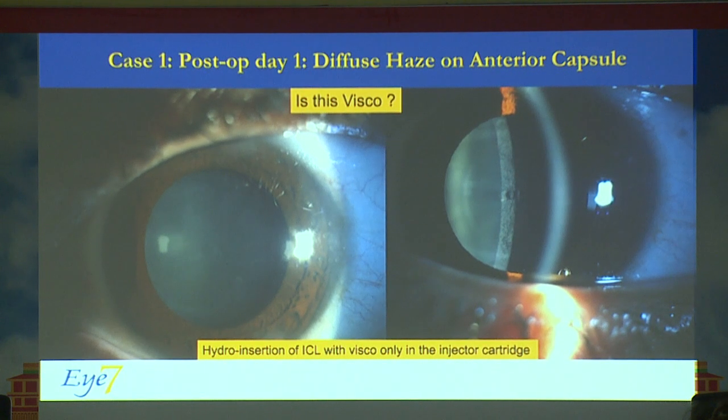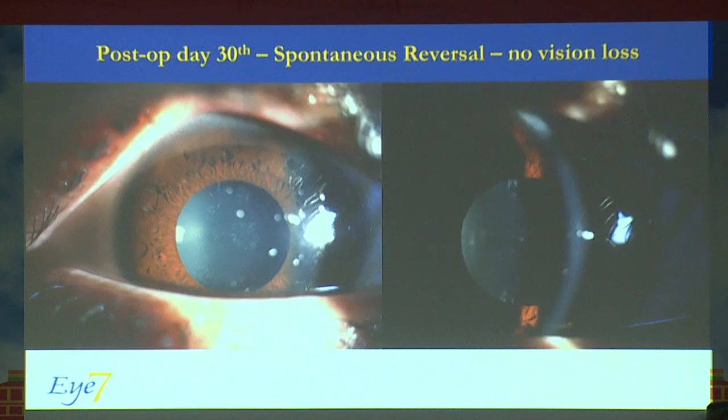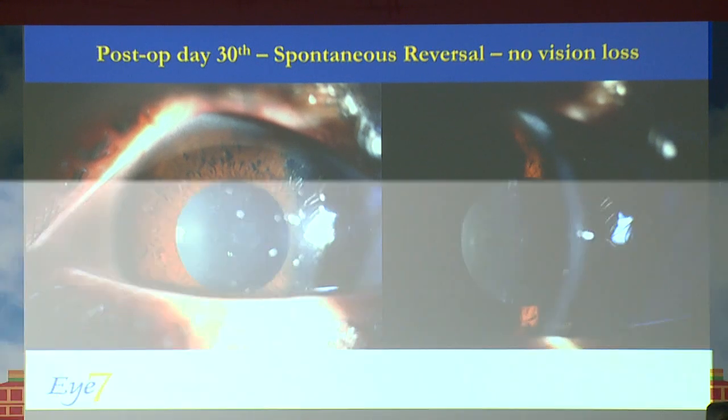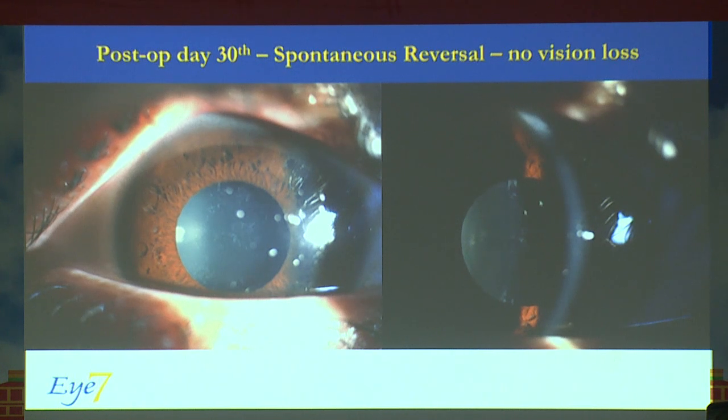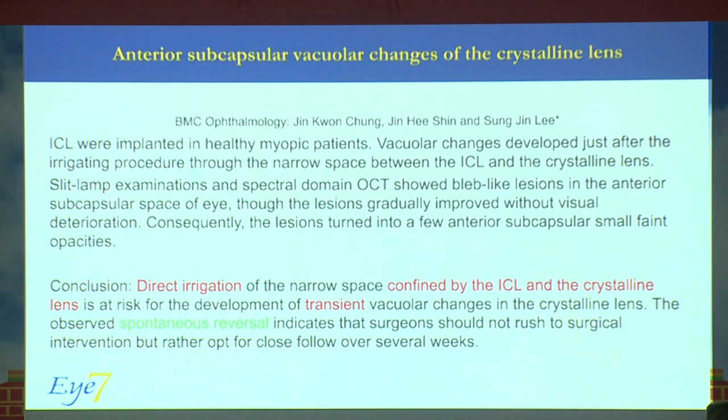So let's explore what it is. Here was another case. The same case. On the 30th day, the thing started resolving. See this slit lamp image? The same thing is resolving. On the 30th day, visco would have gone off within a few days. This is taking time. And when we took images, this was anterior subcapsular.